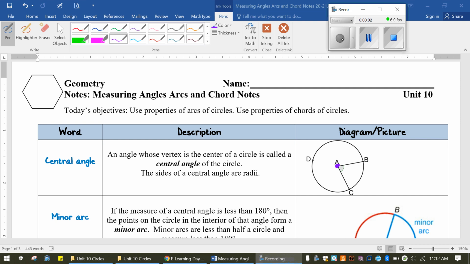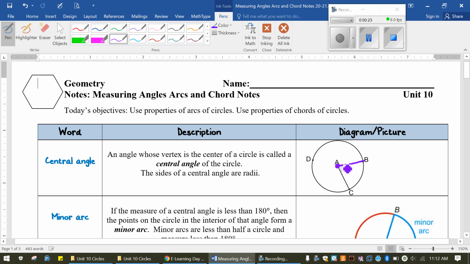Okay, our next set of notes are titled Measuring Angles, Arcs, and Chords. Our first vocabulary word here is a central angle, and it's an angle whose vertex is the center of a circle. Okay, so we've got the center here.